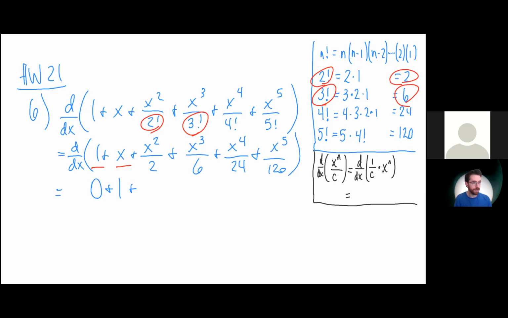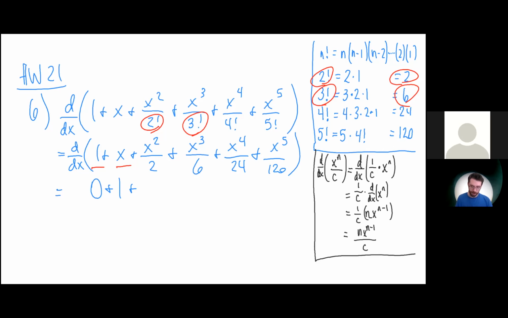And 1 over c is just a constant, so that's not going to affect the derivative. I can pull it outside. Then by our usual trick with the power rule, we know that the derivative of x to the n is n x to the n minus 1. Then I could put this all as a fraction again if I wanted to: n x to the n minus 1 over c. So that's a little note to ourselves.